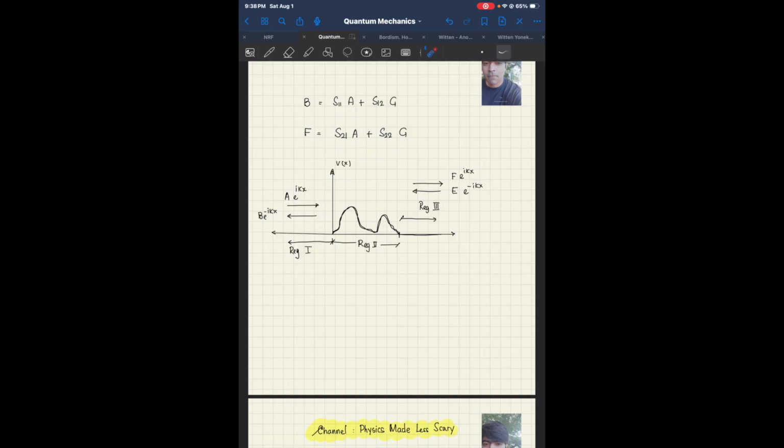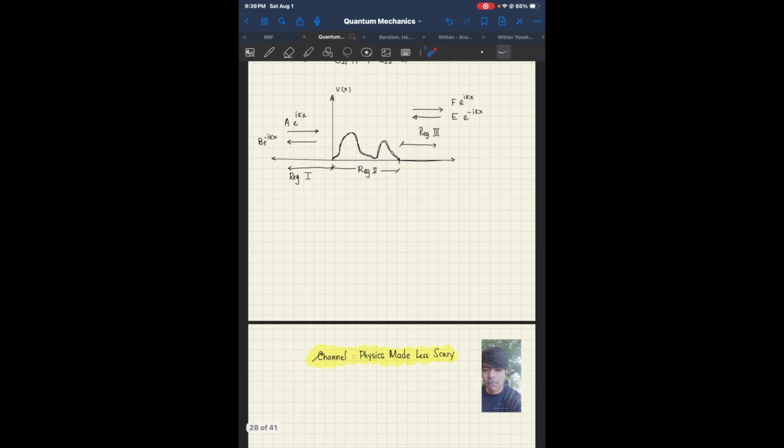No particular reason. Okay, as a matrix notation, one could write this as B and F is equal to S11, S12, S21, S22. I hope you know how to multiply matrices.